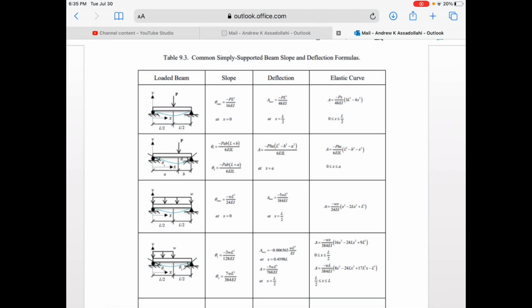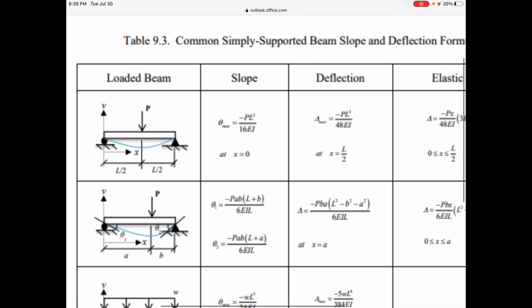So here we have a table of common simply supported beam slope and deflection formulas. What we're looking at is a table where the leftmost column shows a graphic of a loaded beam. So for example, in that top row, we see a simply supported beam with a point load right in the middle. The second column gives us a slope angle. In this case, theta max is PL squared over 16 EI at x equals 0. That's the left support where that roller is. That's where you have the maximum rotation angle, and there's your formula there. The negative indicates a clockwise rotation, okay?